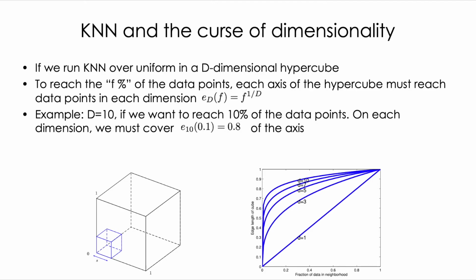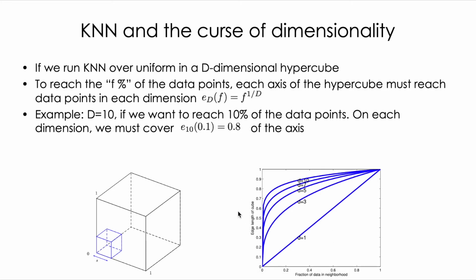So again, in one dimension, in order to grab 10% of the uniform data points, we just need to have a blue line that is 10% of the size of the black line. But if we have 10 dimensions, then we're going to have to grab 80% of the size of the axis on every one of the 10 axes, and we are going to grab just 10% of the uniform data points. And this is what we see in the right plot here. When we have one dimension, the size of the blue cube grows linearly with the size of the data points we want to grab.